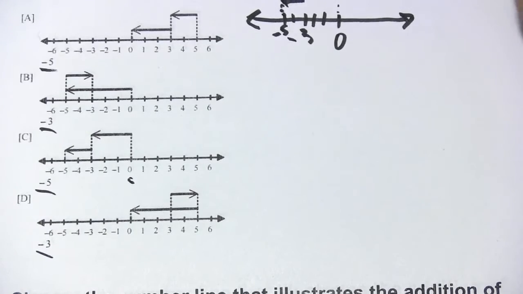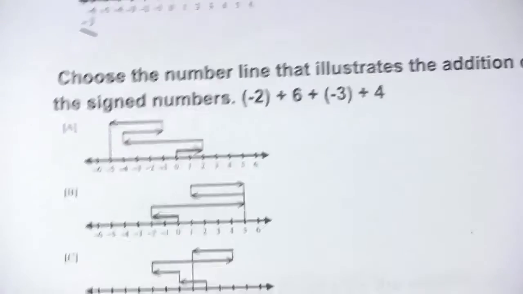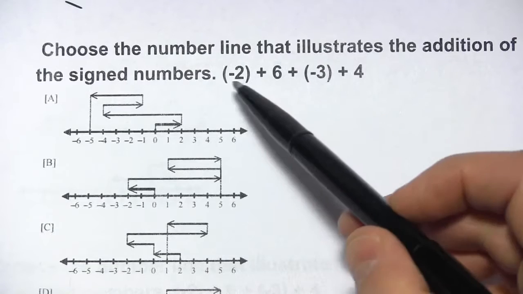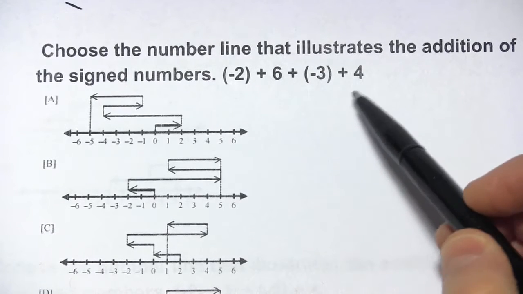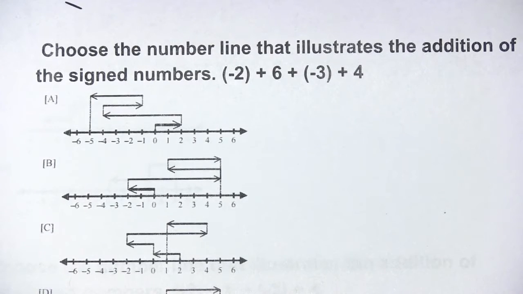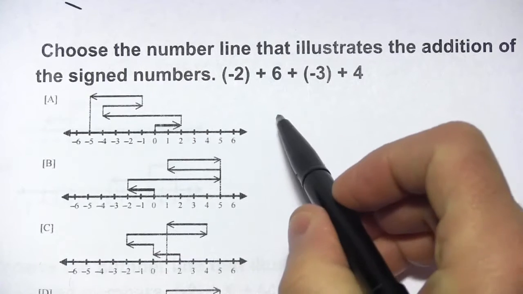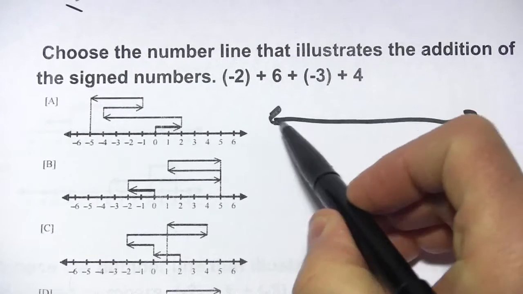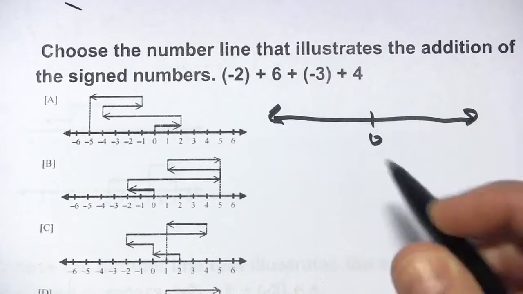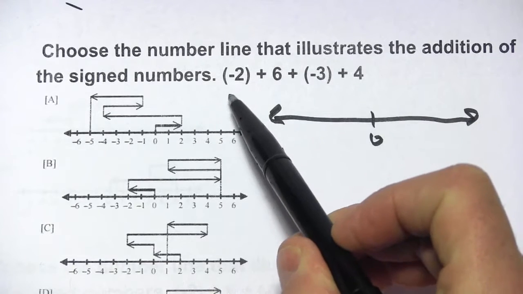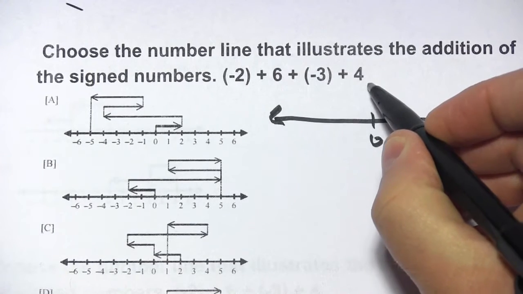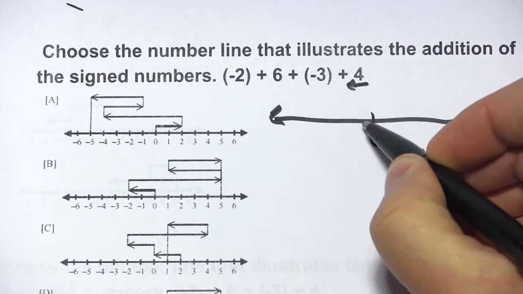All right, let's try one more like that. This one's a little more complicated. We have a -2 plus 6 plus a -3 plus 4. So let's draw our own chart for this like we did before. And remember, we're going to start at 0. And the first thing we're going to do is get down to -2. So we're going to go down 2 spaces.